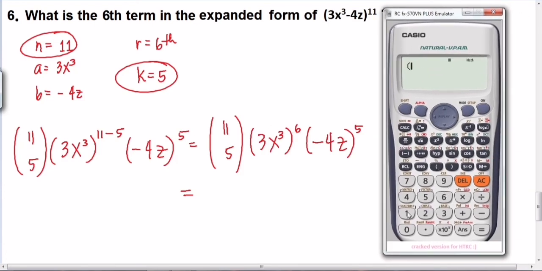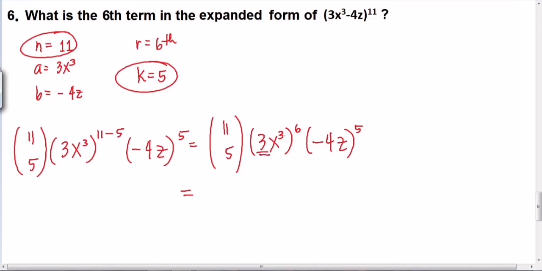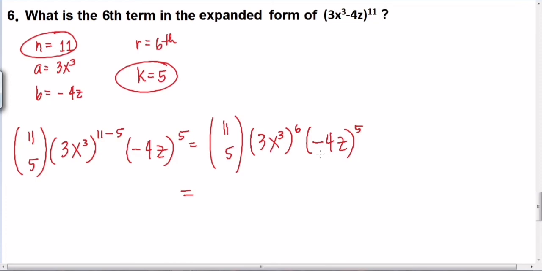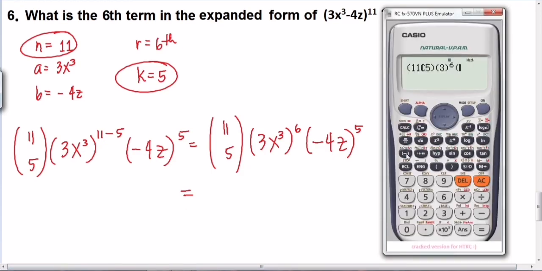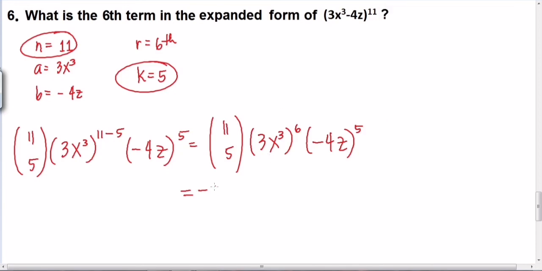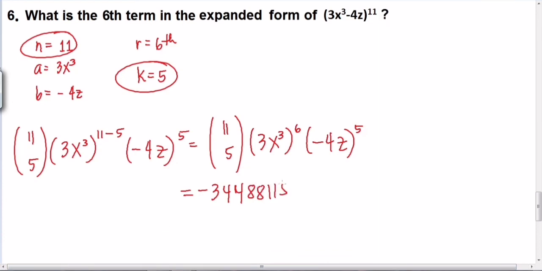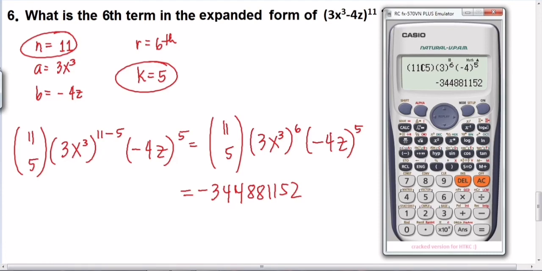So, we have here 11c5 times, open parenthesis, 3. Itong 3 na to, huwag niyong pansinin yung x cubed. 3 raised to 6. And then yung isa, si negative 4. Huwag niyong pansinin si z. So, negative 4 raised to 5. Ayan. So, the answer is negative 344,881152. Tama ba? Okay.